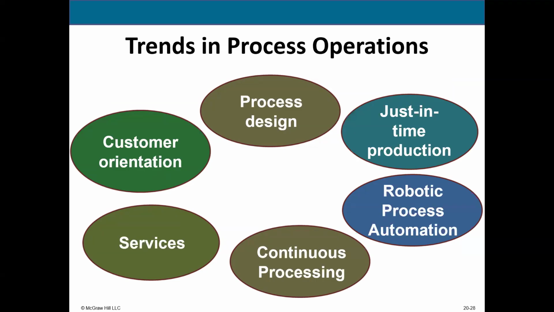Within process costing, a couple of recent trends that we see. Just-in-time manufacturing, of course, continues to be at the forefront because it helps us to reduce inventory levels and reduce waste. The process design, the way that we lay out our manufacturing facility to reduce the number of setups and the number of movements, all of those help us to save on cost.